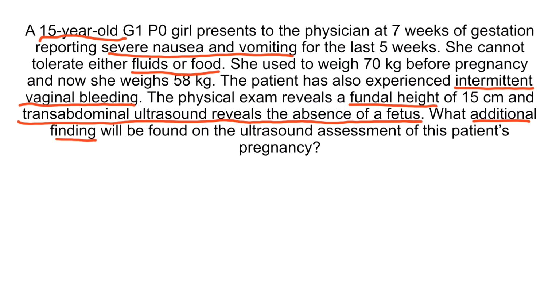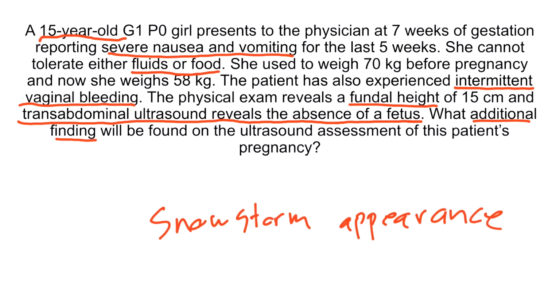All right, this 15-year-old patient presents with severe nausea and vomiting and intolerability to fluids or food. She's lost more than 5% of her pre-pregnancy weight, which is consistent with the diagnosis of hyperemesis gravidarum. She also has intermittent vaginal bleeding and a fundal height inappropriately large for her gestational age. Transabdominal ultrasound reveals the absence of a fetus, and all of these findings indicate the diagnosis of a complete mole. An additional ultrasound finding in a complete mole is the snowstorm appearance caused by cystic swelling of the chorionic villi.